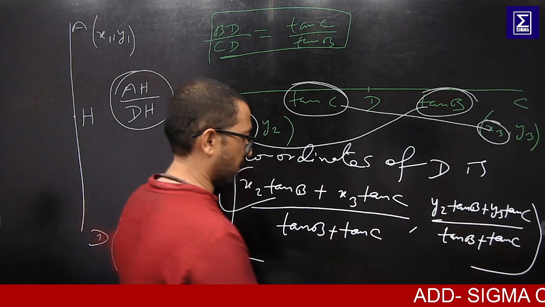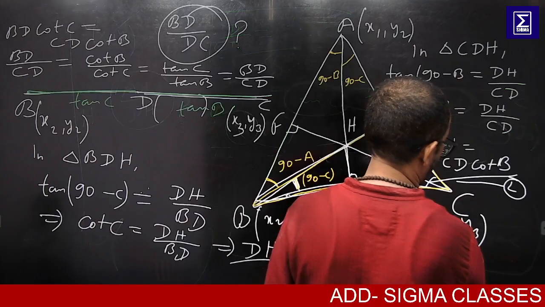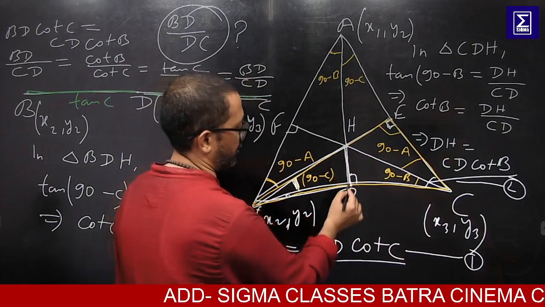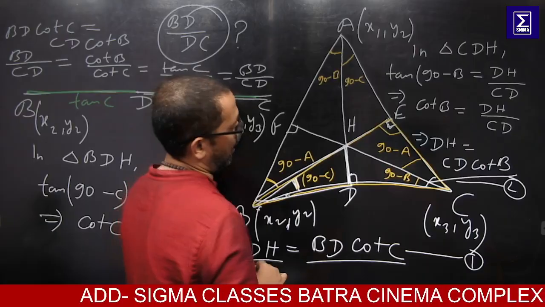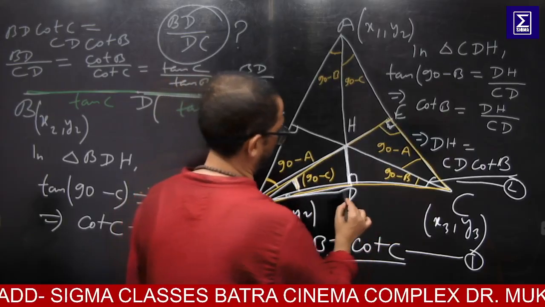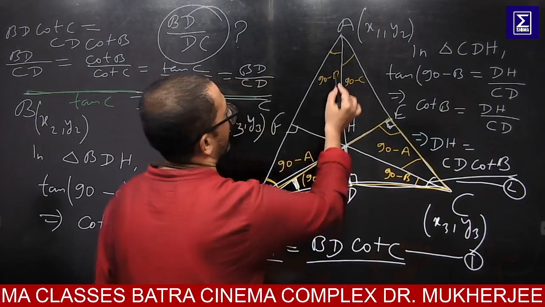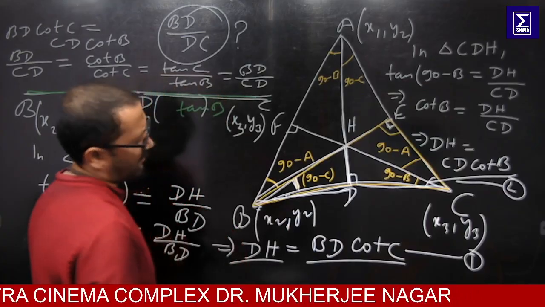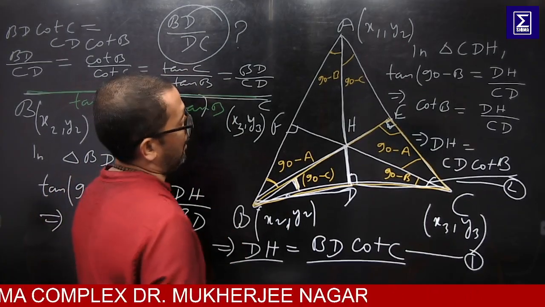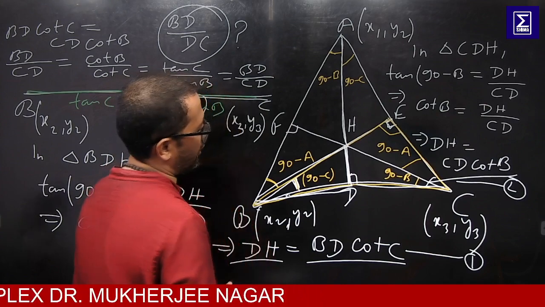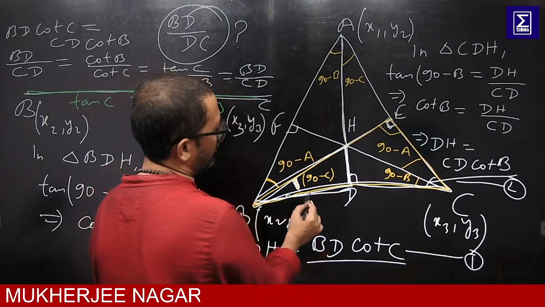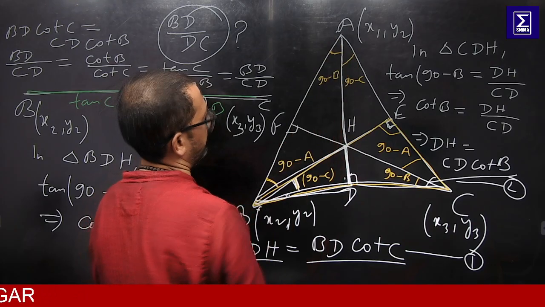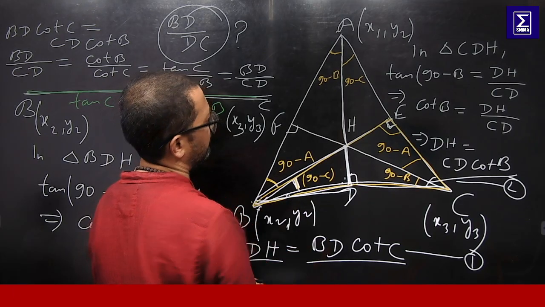So now see in the previous slide, here we got BD upon DC. Now we have to find AH upon HD. For AH upon HD, we have to take the relation. Firstly we need to get this value BD in triangle ABD. In triangle ABD, can you get BD?